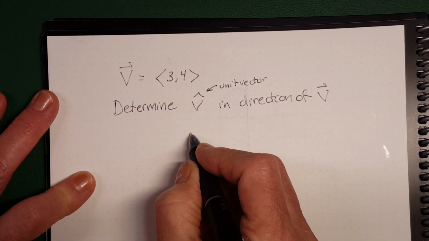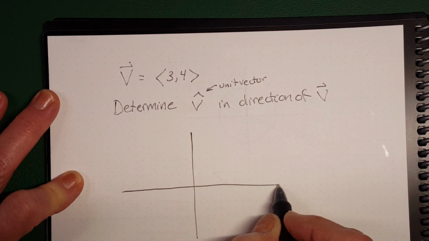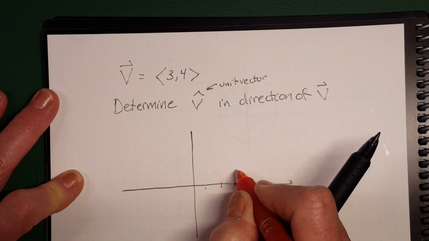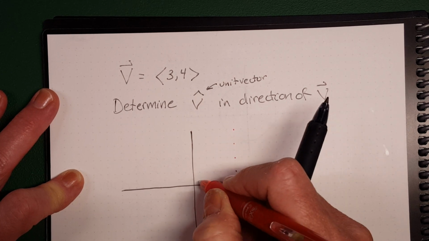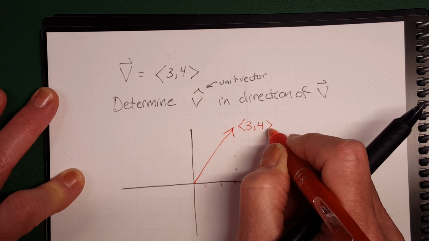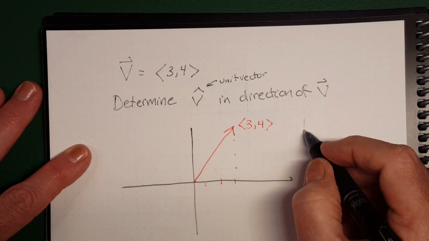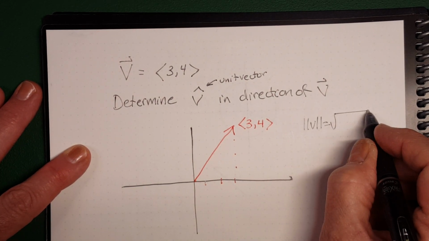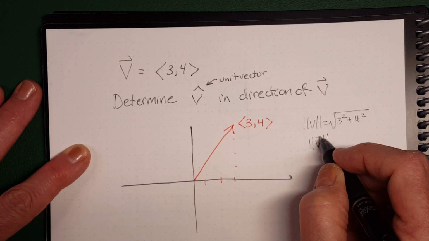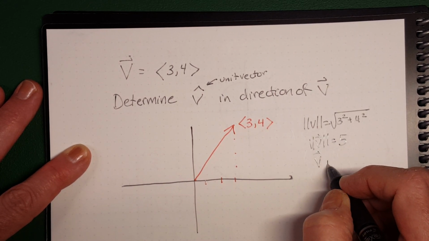So what does this mean? If we were to draw vector v, so if we take our xy coordinate and I draw vector v in here, so I go over 1, 2, 3, and up 4, here's vector v. Now vector v is not a unit vector because the magnitude of vector v is equal to the square root of 3 squared plus 4 squared. So the magnitude of vector v is equal to 5. And since 5 is not equal to 1, vector v is not a unit vector.